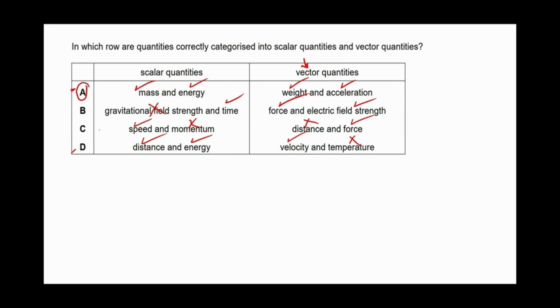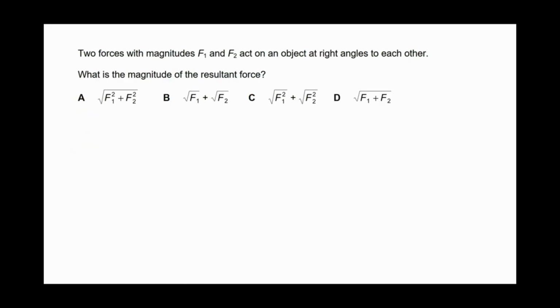Two forces with magnitudes F1 and F2 act on an object at right angles to each other. What is the magnitude of the resultant force? Look at this. To get again the resultant of vectors, if the two vectors are perpendicular to each other, for example, this is F1 and this is F2, the resultant is the hypotenuse.